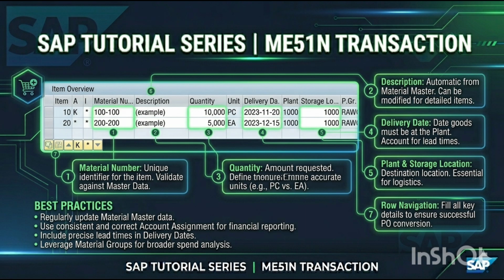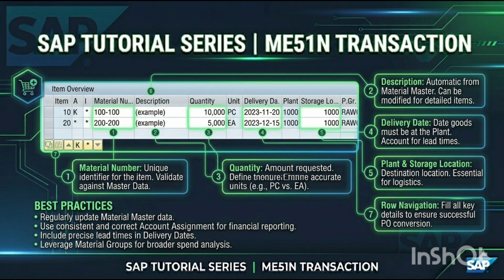Now we can do the item overview, material and quantity. So now let's focus on the item overview section. This is where you enter the actual materials or services required. Enter the material number, a realistic quantity and the correct unit of measure. Delivery date can be adjusted per item if needed. You can also add multiple line items in one PR.